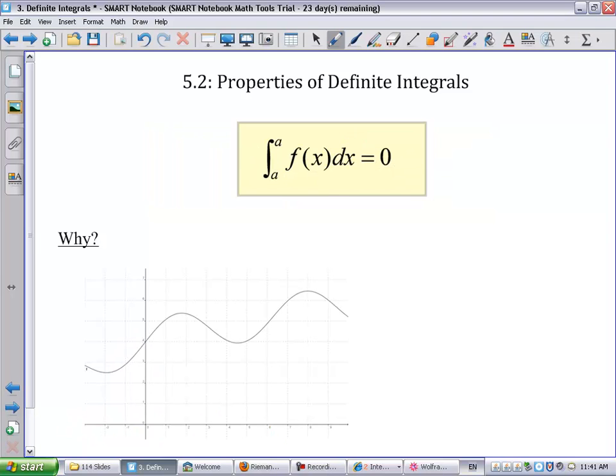Now what if you're taking the area between a and a? So we're starting here, and we're ending right here. We have an area that's infinitely skinny. It's got a width of 0. What should you get? Well, you should just get 0. If you take a height times a width, and the width is 0.